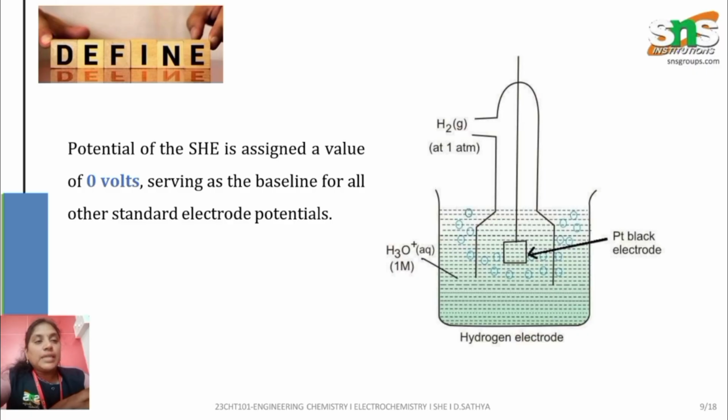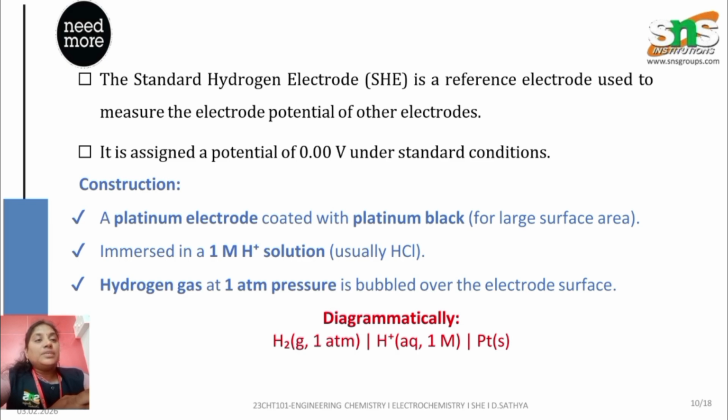So this is the basic diagram of a standard hydrogen electrode. In that electrode, we fill the electrolytic solution of 1 molar HCl, and the platinum wire is dipped into that solution, and hydrogen is maintained here. The standard hydrogen electrode is a reference used to measure the electrode potential of other electrodes. Simply, the platinum electrode is coated with platinum black for large surface area and immersed into 1 molar HCl solution, and hydrogen gas at 1 atmospheric pressure is bubbled over the electrode surface.